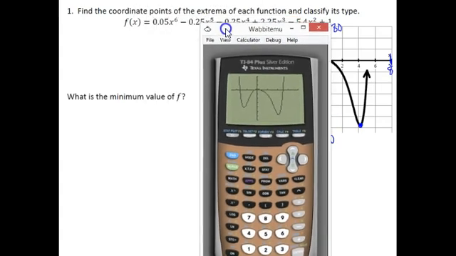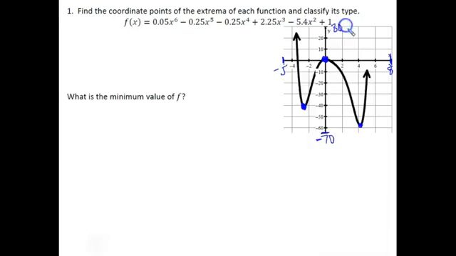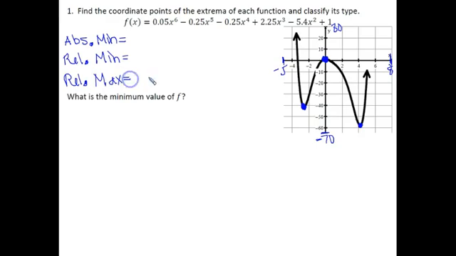So let's just label or classify the different types first, and I'm going to show you how you can use your calculator to find those specific values. So it looks like we had an absolute min, so maybe we'll write that first, absolute min. Then we had a relative min. I'm abbreviating just to save space, but you guys can write out the actual words. And it looks like we had a relative max as well. So those are the only 3 extrema points that we have.